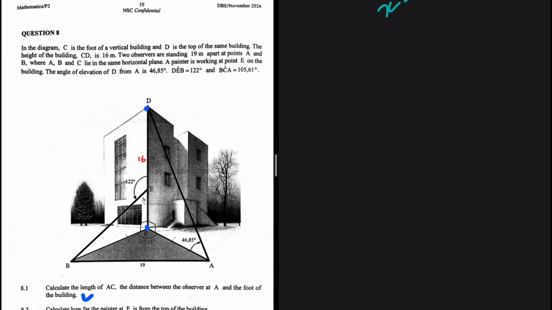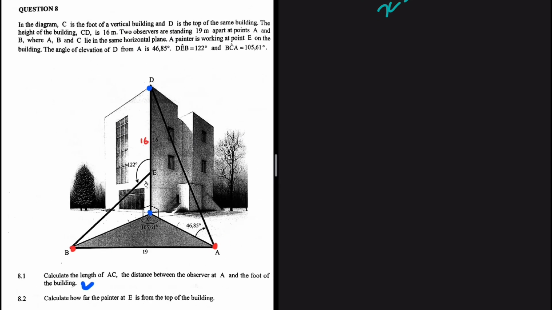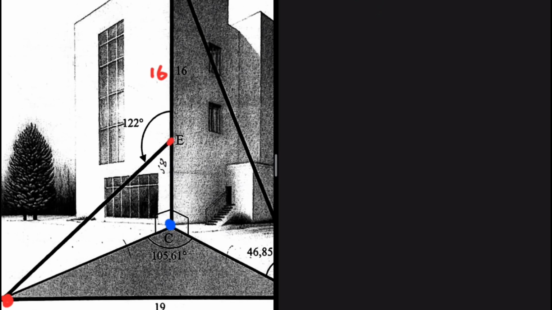The two observers are standing 19 meters apart at points A and B. So we have an observer at A and another one at B. They are 19 meters apart. A, B, and C lie on the same horizontal plane. A painter is working at point E, somewhere here. And on the building, the angle of elevation of D from A is 46.85. We can clearly see that on our sketch.